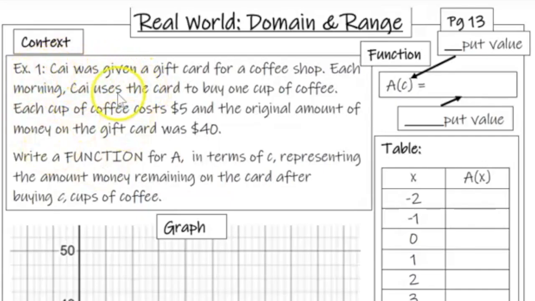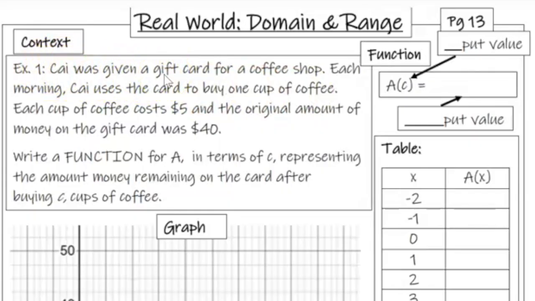For example, if you can't do this part, please go to write an equation given context. So, for example, Kai was given a gift card for a coffee shop. Each morning, Kai uses the card to buy 1 cup of coffee. So think about that for just one quick second. And always put yourself in this situation, but when you write the answer, use whatever name they gave you. So I have a gift card.